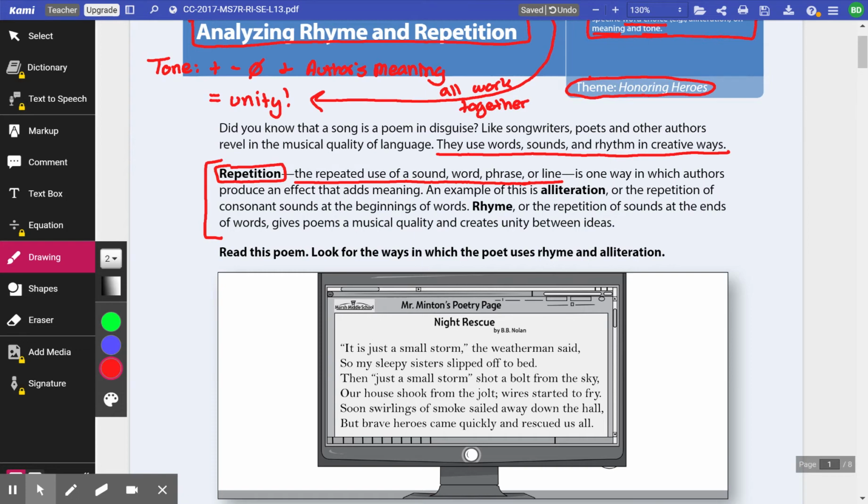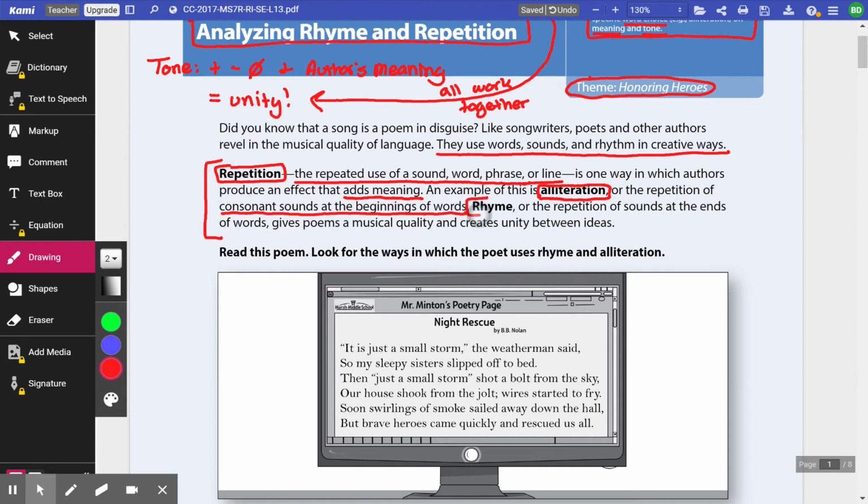Repetition is one way in which authors produce an effect that adds meaning. They always use repetition to add to the meaning of the text. An example of this would be alliteration. Alliteration is one type of repetition, and that's the repetition of consonant sounds at the beginning of words. We've dealt with alliteration for a while. We've been practicing it especially a lot last week, so make sure you keep that in mind.